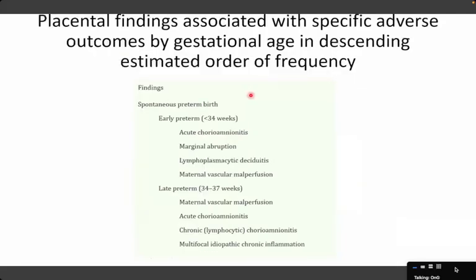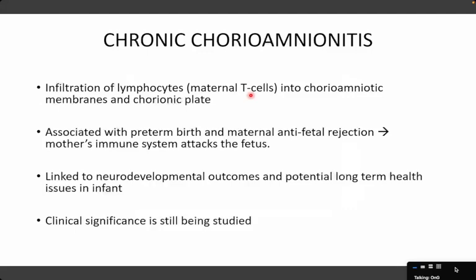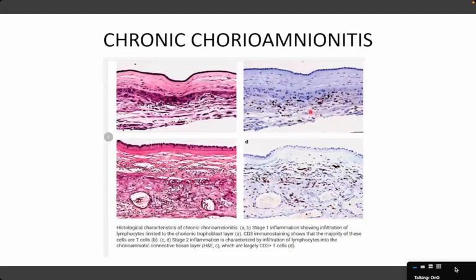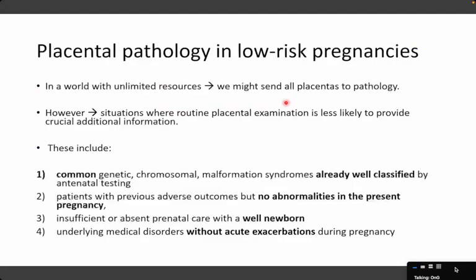Okay, so the next thing, let's just look quickly at chronic chorioamnionitis. Instead of neutrophils that we saw just now, what you get is maternal T cells, again involving the placental membrane. So these are not neutrophils, they are lymphocytes, maternal lymphocytes. This would be a chronic chorioamnionitis, and this is a T lymphocyte marker.